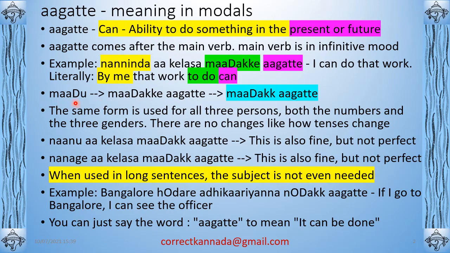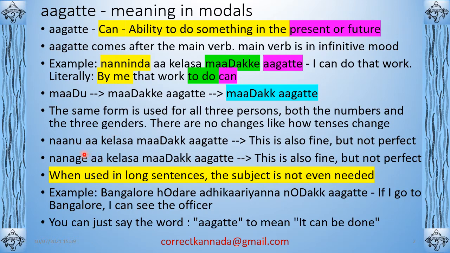So how do you get it? ಮಾಡು, ಮಾಡಕ್ಕೆ ಆಗತ್ತೆ, ಮಾಡಕ್ಕಾಗತ್ತೆ. ಮಾಡಕ್ಕಾಗತ್ತೆ is what you say in spoken Kannada. You will not say ಮಾಡಕ್ಕೆ ಆಗತ್ತೆ. You will just say ಮಾಡಕ್ಕಾಗತ್ತೆ. Okay, it means I can do. Now the same form is used for all three persons: first person, second person, third person, for both the numbers, singular and plural, and also for all three genders. Okay, there is no change.